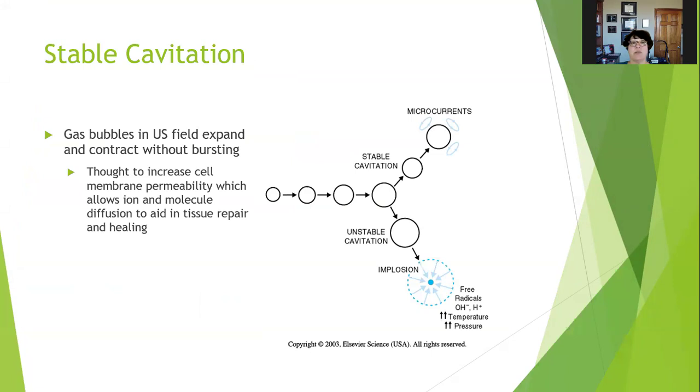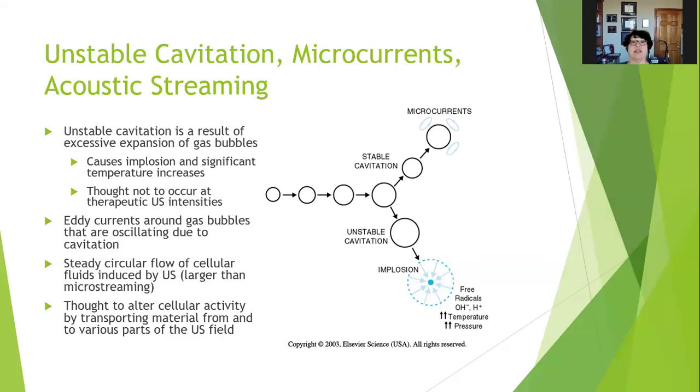And that's thought to increase cell membrane permeability, which allows ion and molecule diffusion to aid in tissue repair and healing. Pretty handy, right? So unstable cavitation is when you get excessive expansion of those gas bubbles and it causes implosion and significant temperature increase in that micro area. And it's thought not to occur at therapeutic ultrasound intensities. If you had higher intensities, it might, like if you're using sonar to detect whatever in the sea, you might get unstable cavitation. Eddy currents around gas bubbles that are oscillating due to cavitation, those are those microcurrents.